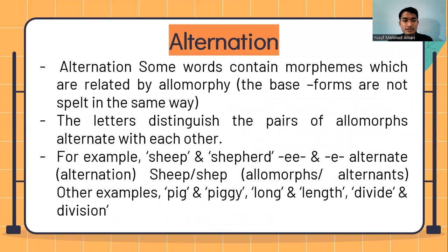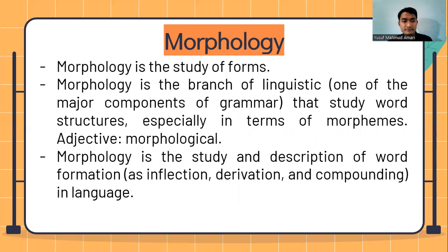And then alternation. In alternation, the base forms are not spelled in the same way, such as "sheep" and "shepherd". It is alternate. Another example is "pig" and "piggy". They are different in length, but the word is the same. They alternate to each other, like "divide" and "division".